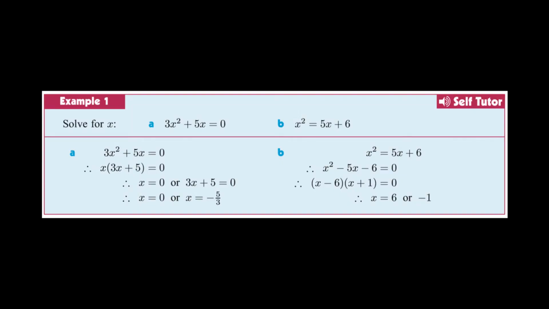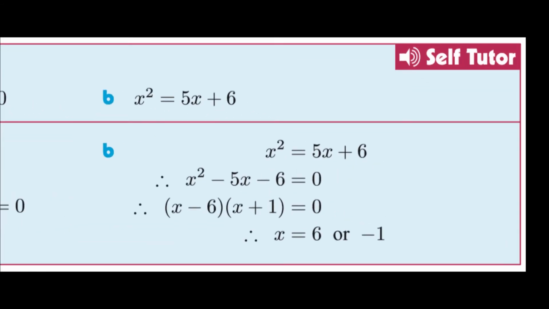These examples are showing how factorization can be used to solve quadratic equations. In example A, since already all the terms are collected to one side, we can then factor out x, and then using the null factor law, we can solve for x. So x equals 0 or 3x plus 5 equals 0, and solving for x, we get that x equals 0 or x equals negative 5 over 3. Similarly, in example B, we can put all the terms to one side and then factorize, and then use the null factor law again to solve for x.